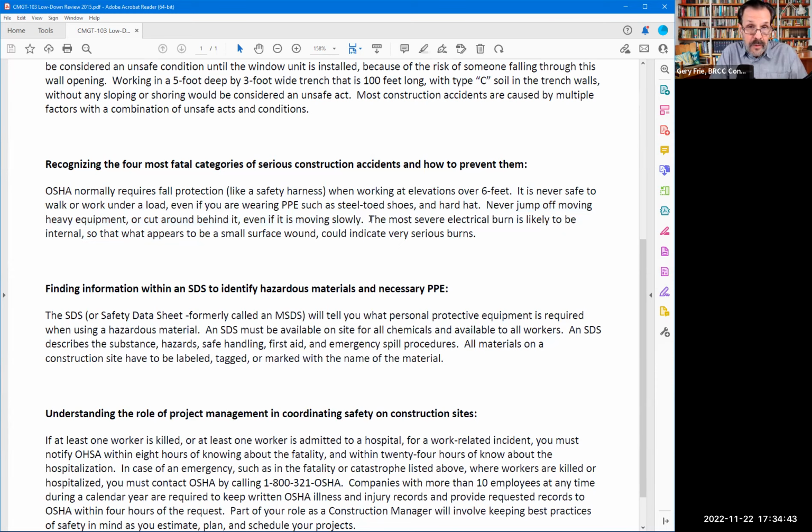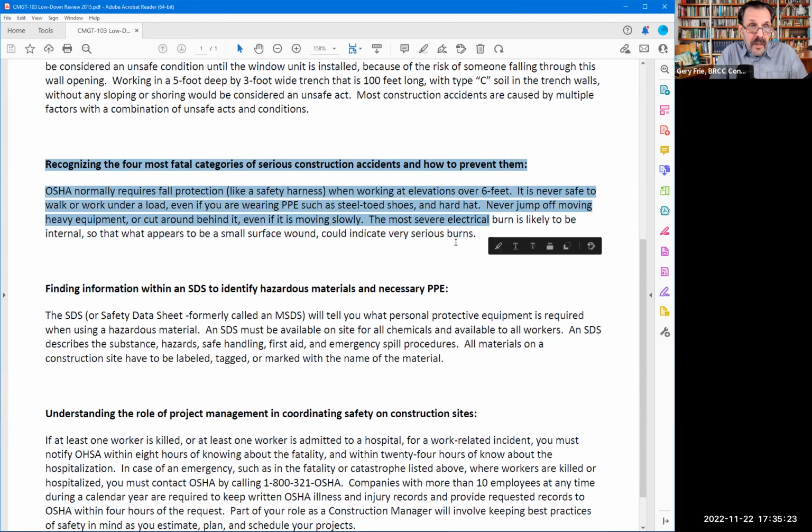And then electrocution was the other one we had. The most severe electrical burn is likely to be internal. So what appears to be a small surface wound could indicate a very serious burn. That's basically a description of an electrical burn, which is a category of the different kinds of burns you can get from electrical charges. And that's maybe the worst one, a gruesome one, because you're cooking meat and bone marrow while you're being electrocuted, when it's not low voltage; it would have to be a significant, higher voltage for this. But anyways, those are things I'll be asking about, the top fatal 4 things, and these are all related to this.